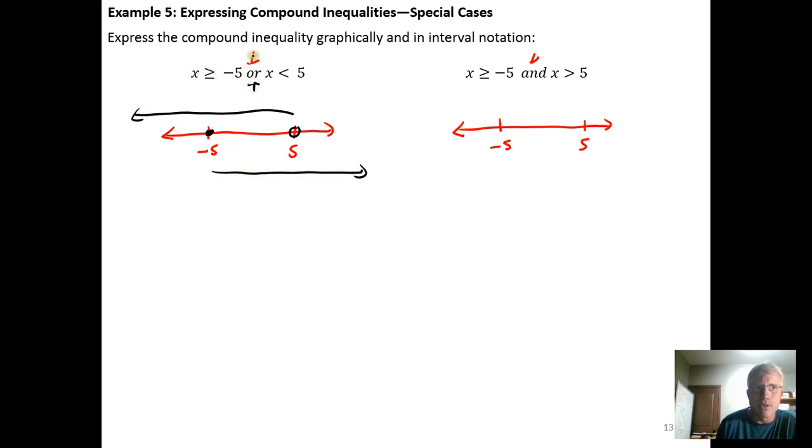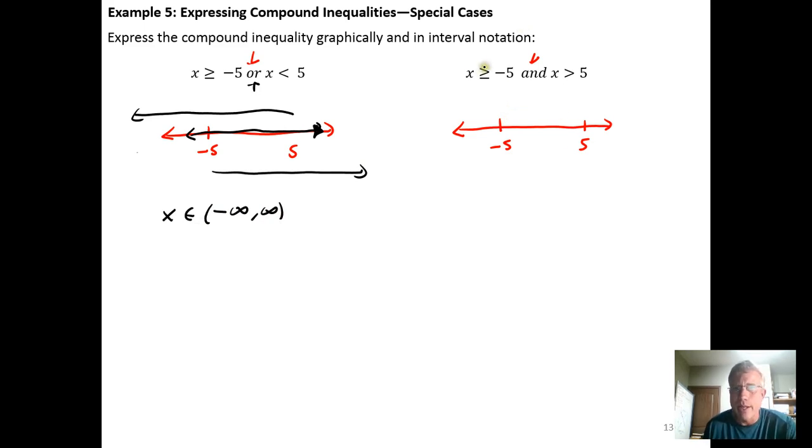And then the "or" statement says put the two solution pieces together, and that is the solution. So what I see is when I put this arrow pointing that way together with this one, I just get every possible number that can happen. I don't need the boundary points. So in interval notation, again, I would just say x is an element of the interval going from -infinity to infinity. The solutions are all real numbers.